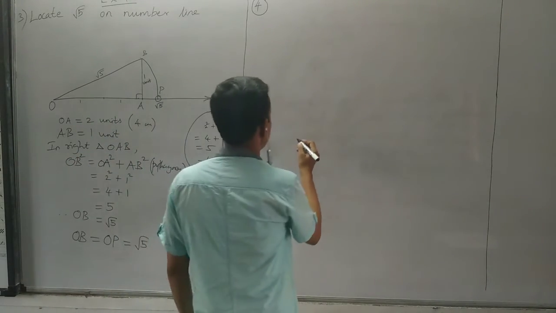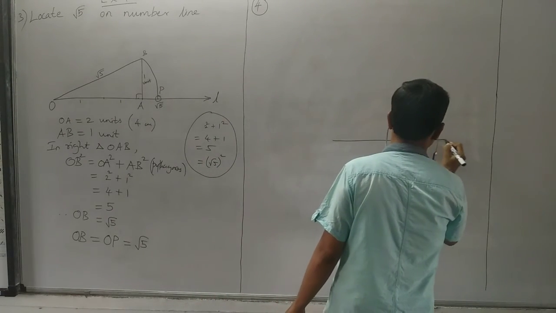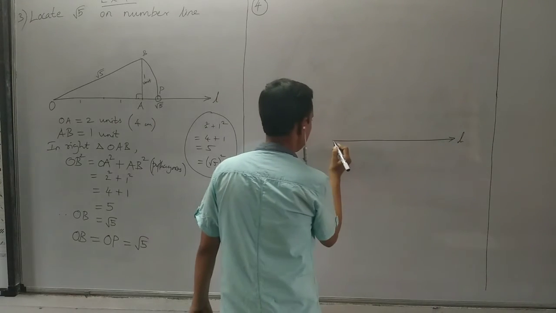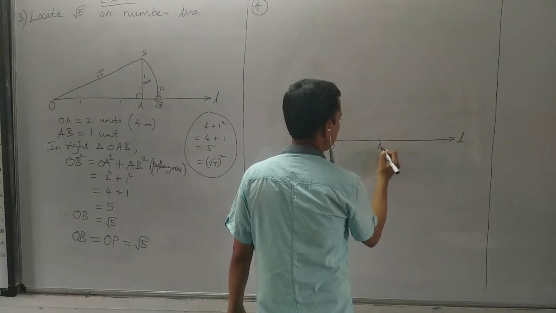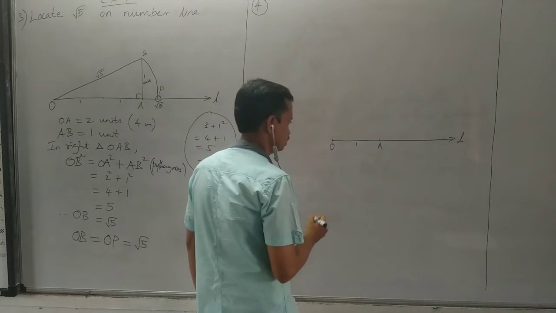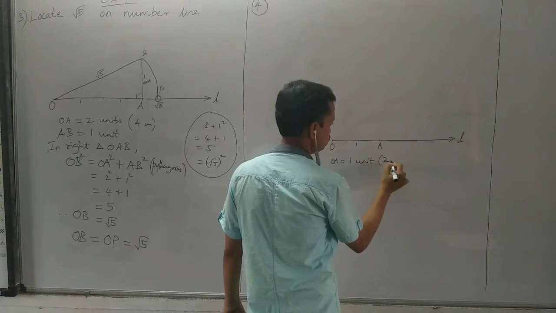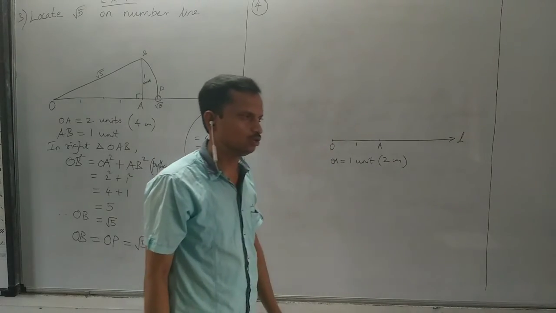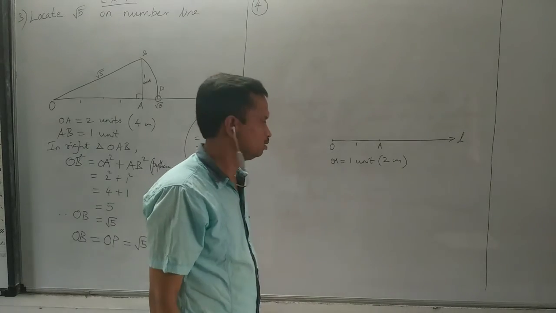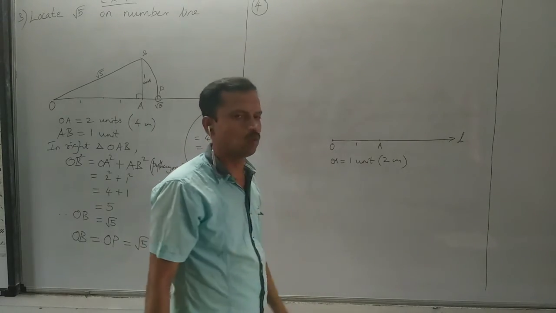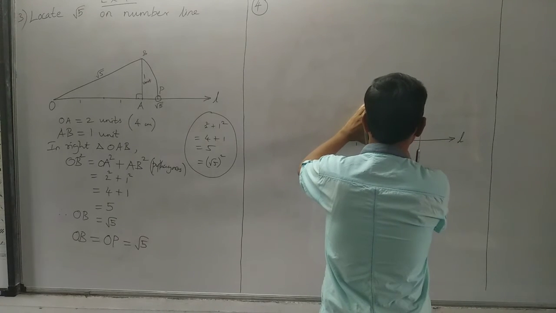Okay. Now, how to construct a square root spiral? First, you draw a number line and mark a point O here, and take OA as 1 unit distance. Okay, so OA equals 1 unit. I already told you, 1 unit we take as 2 centimeters. Then only it will be easily visible. So don't be congested. It should be clearly visible. So OA you take 1 unit.